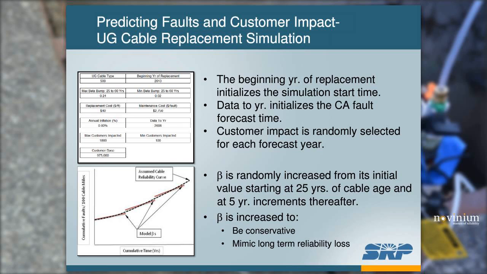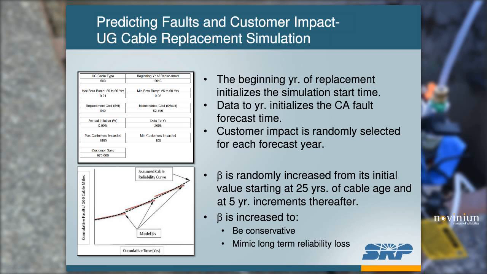And the way we do this is once the cable reaches 25 years of age, we randomly pick a number between the max and the min value you see here. In this case, it's 0.02 to 0.24, and we're going to add that to the current beta value. So what it's doing at 25 years of age, it's going to kick that beta value up a little bit. Going forward, it's going to do this at every 5-year increment.